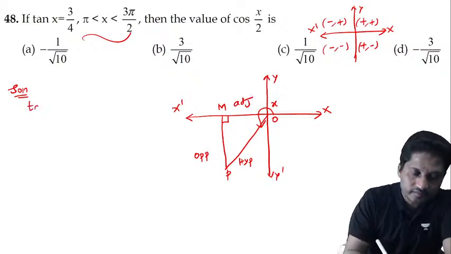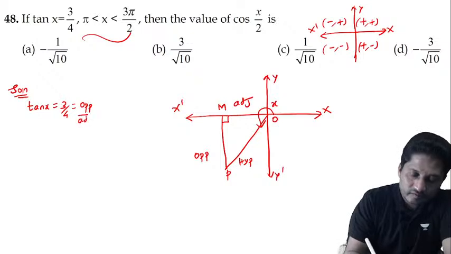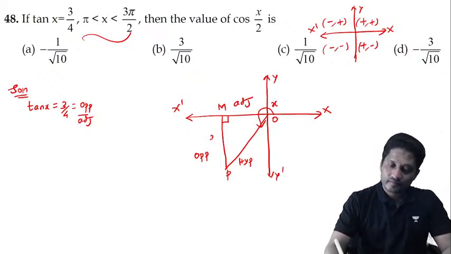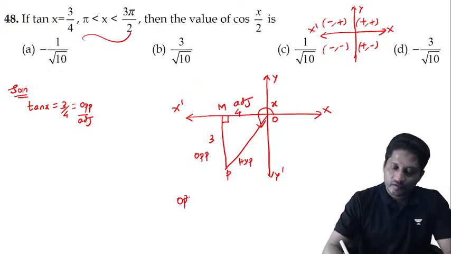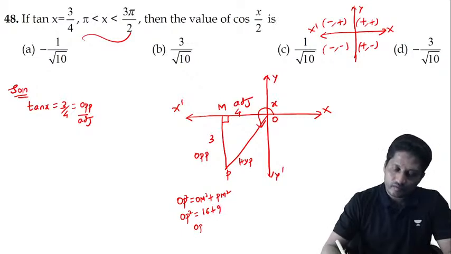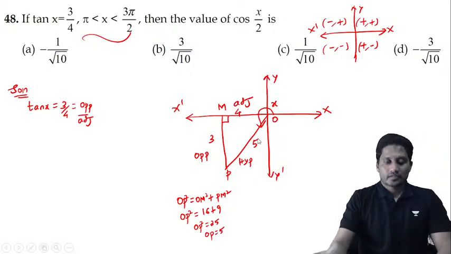It is given in the question that tan x is equal to 3 by 4. Okay, tan is opposite by base. Opposite is 3 and adjacent is 4. If I use Pythagoras theorem, OP square is equal to OM square plus PM square. That is OP square is equal to OM square 16 and PM square is 9. OP square is 25. OP is equal to 5. Hypotenuse of a triangle is always positive, so this is 5. Alright, now listen.